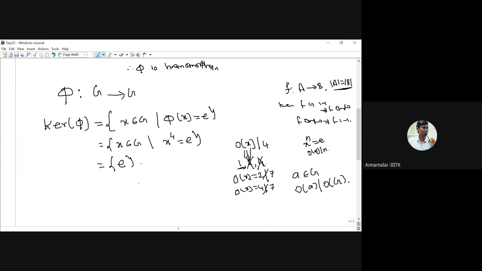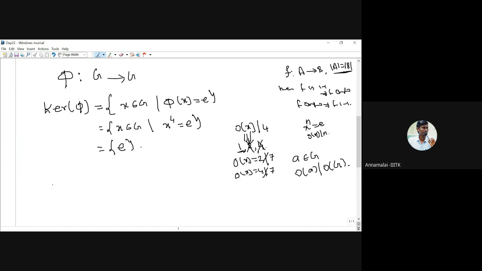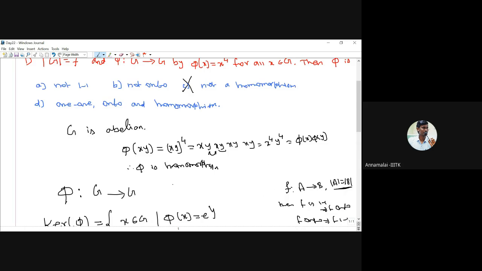So the kernel contains only the identity element. Since the kernel contains only the identity element, the function pi is 1 to 1. Since pi is 1 to 1 and the domain and codomain are finite sets of the same cardinality, this implies pi is onto. Therefore, pi is 1 to 1, onto and a homomorphism. Therefore, the correct answer is the option 4 to 1. All others are false.